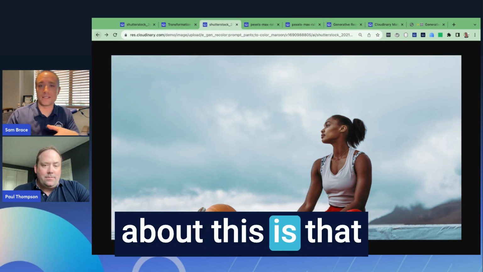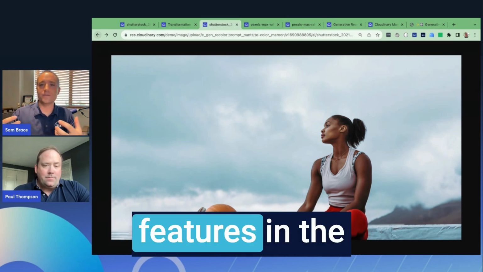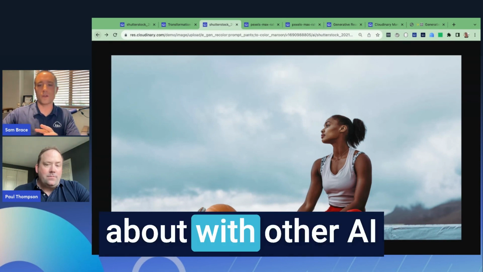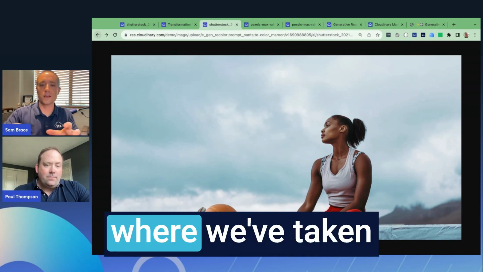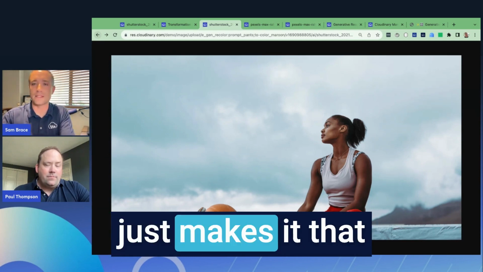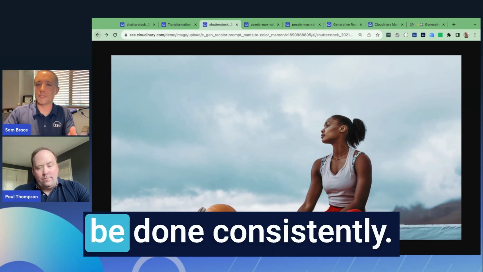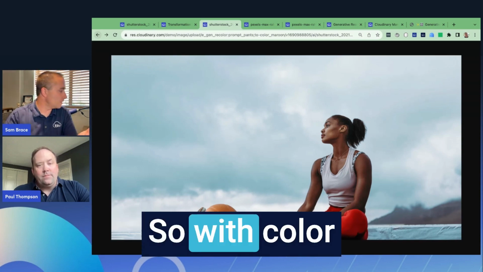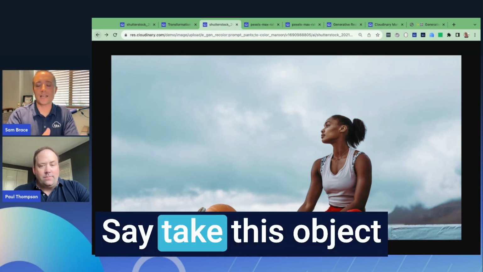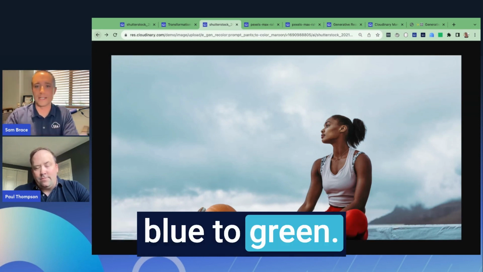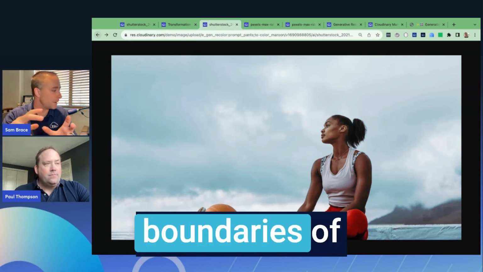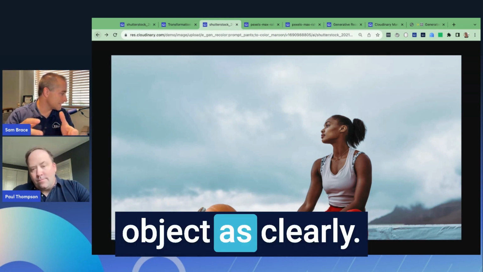What's great about this is that Cloudinary, of course, has had features in the past very similar to what we've talked about with other AI-based features, where we've taken something that Cloudinary can do and are now applying it to AI, which makes it that much more able to be done consistently. So with color replacement, that's something Cloudinary has been able to do in the past. Say, take this object and turn it from blue to green, but it also isn't always focused on hitting the boundaries of that particular object as clearly.